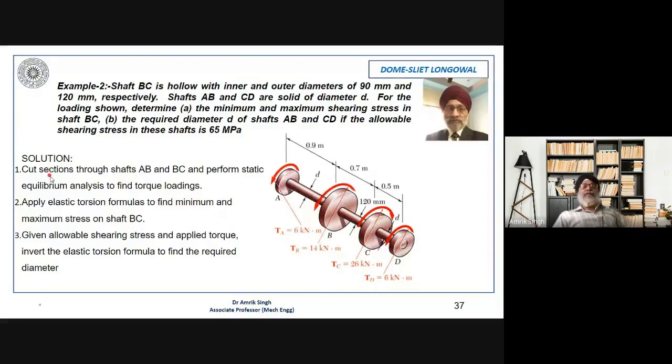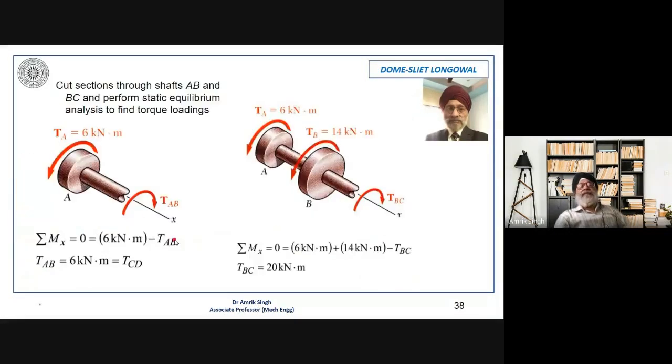So what we will do is cut a section through the shafts AB and BC, and perform the static equilibrium to find the torque loading. Then apply the elastic torsion formula in order to find the minimum and maximum stress on BC, and give the allowable shear stress. So these are the steps given. So let us see here. The cut section through shaft AB, we have taken a section.